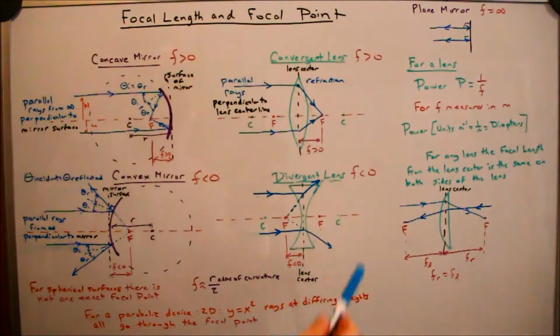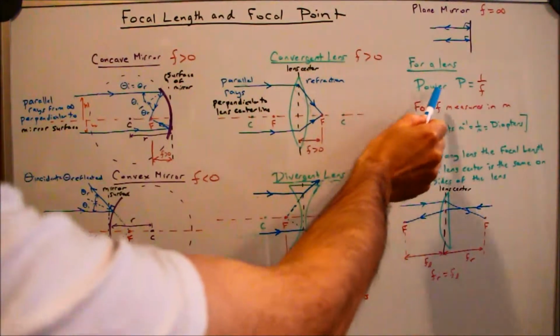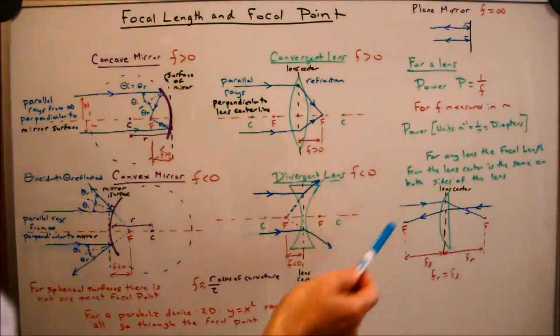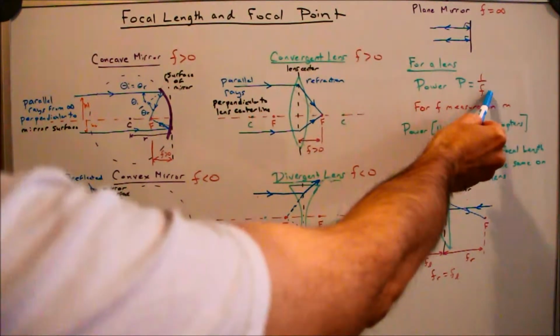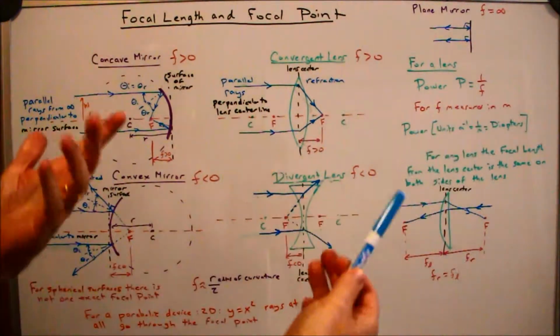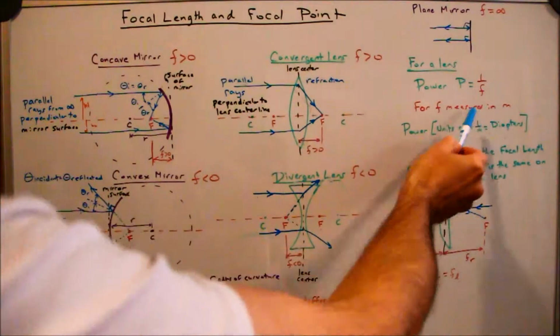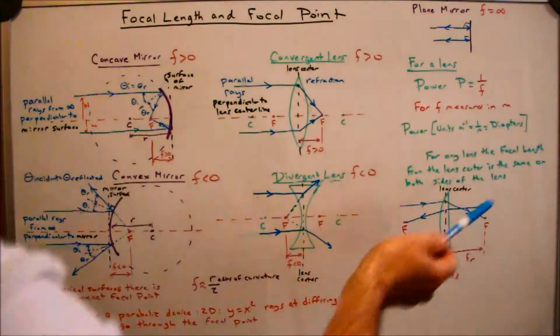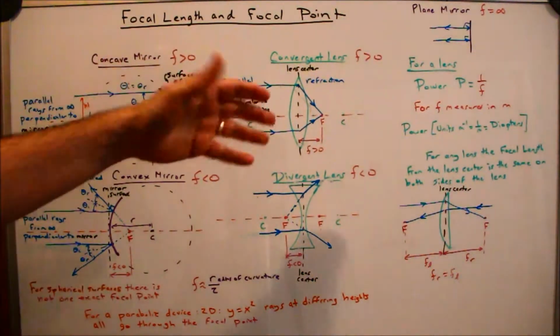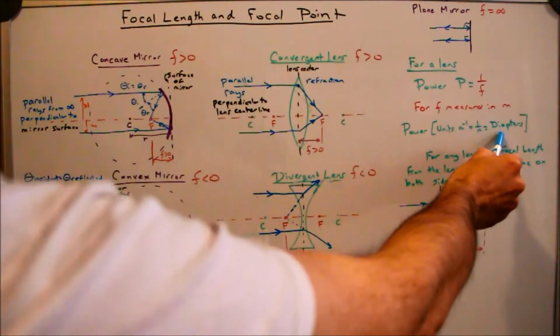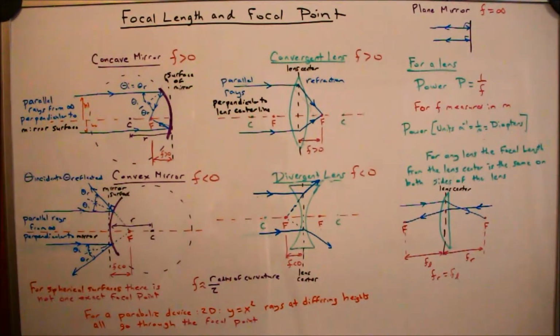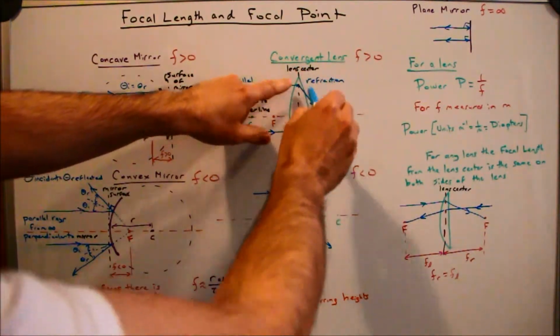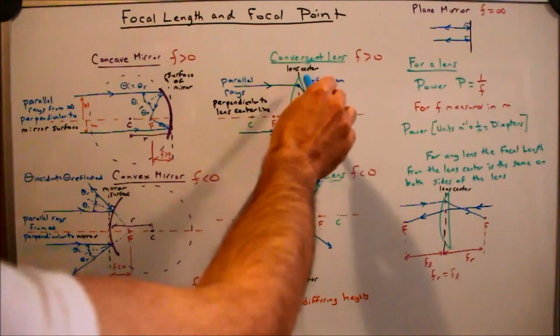Some other definitions to think about for a lens. There's a definition called power, and power is just 1 over the focal length. Remember, the focal length can be plus or minus, so the power can be a plus or minus value as well. Focal lengths are typically, in SI units, measured in meters, and power is 1 over meters, and the unit for that is diopters. So if you go to an ophthalmologist, he'll talk about the power of a lens, and he'll talk about units of diopters, which is essentially just meters to the -1.